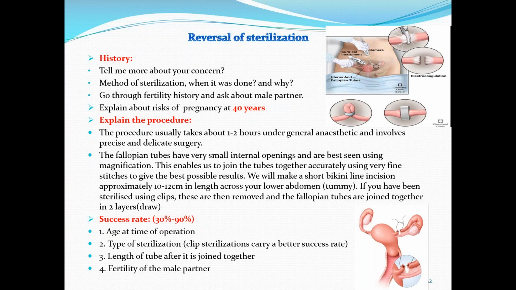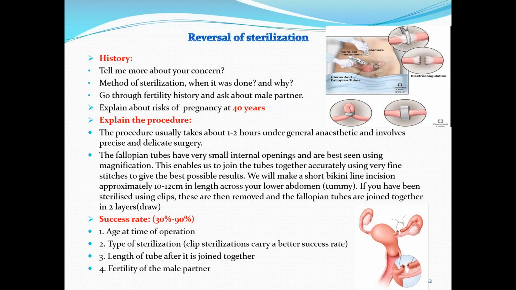And you need also to ask about when it was done, because the time spent since the sterilization will also determine the success rate of the reversal. The success rate varies between 30 to 90%, and this variation is determined by those factors: age at the time of the operation, type of sterilization, the length of the tube remaining, as Dr. Nandita said, which we need to assess by doing a hysterosalpingogram or laparoscopy, and also the fertility of the male partner.